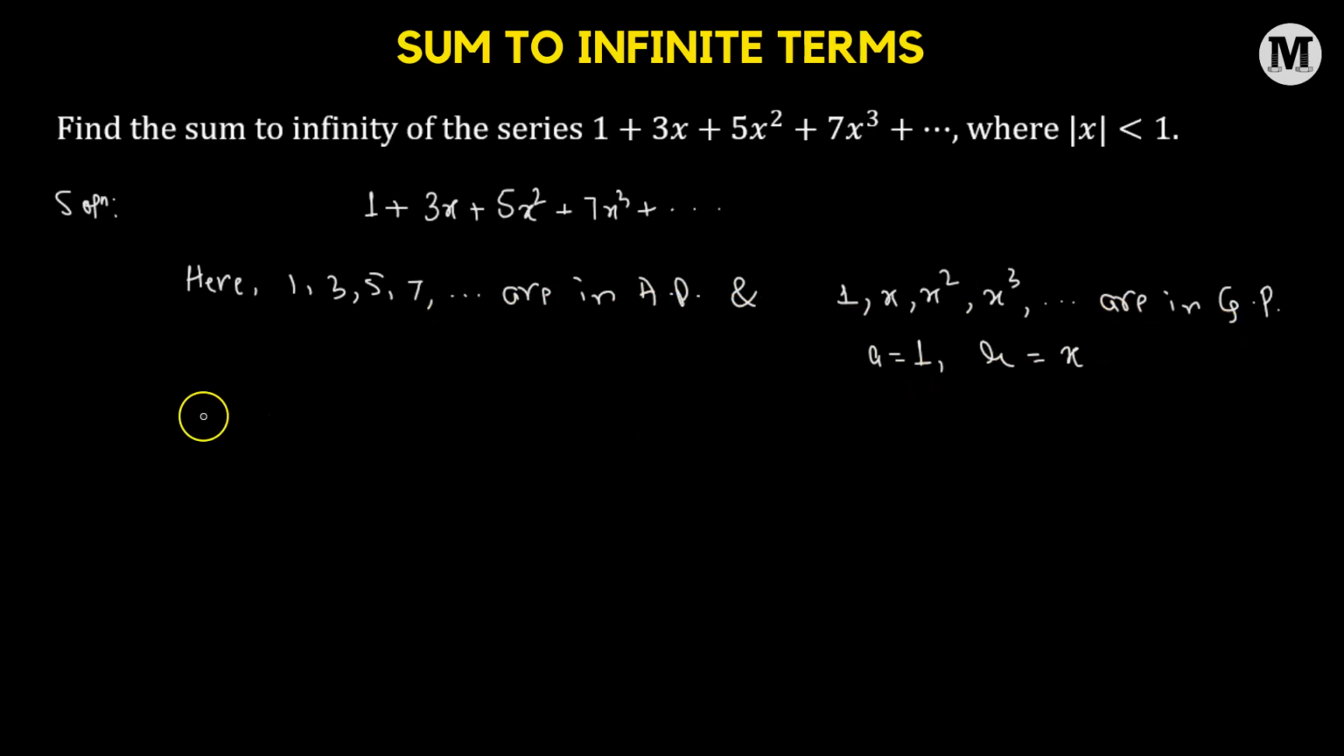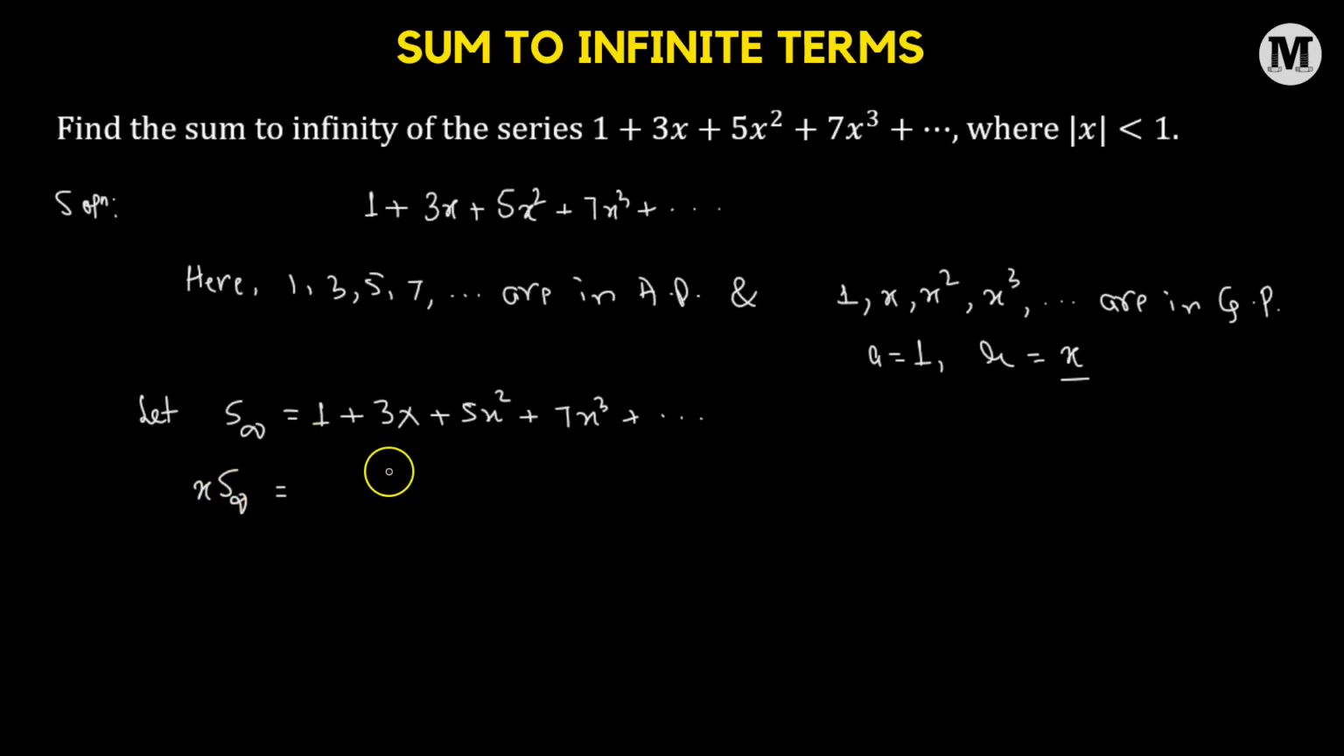Now to find the sum, we will suppose that S infinity represents the sum to infinite terms: 1 plus 3x plus 5x squared plus 7x cubed, and so on. Now we will consider the common ratio of the geometric progression, which is x in our case, and multiply it with each term of the sum up to infinite terms.